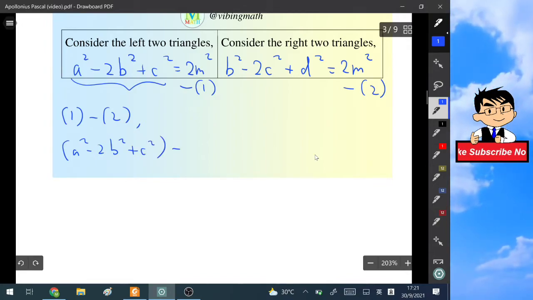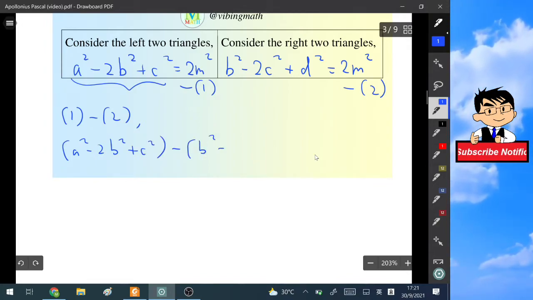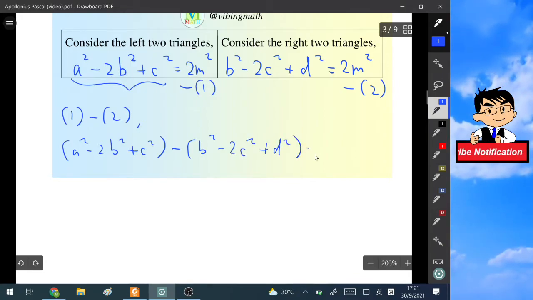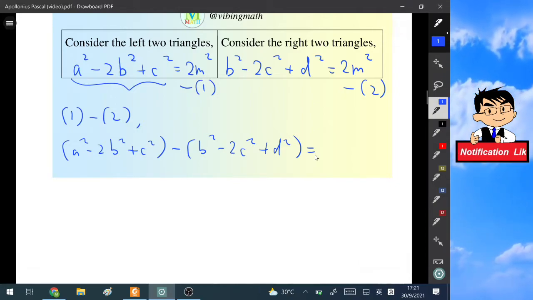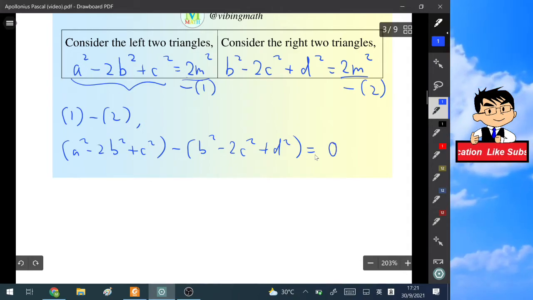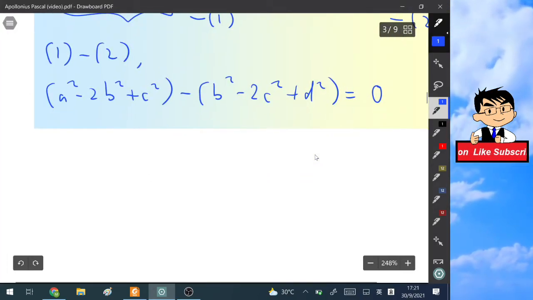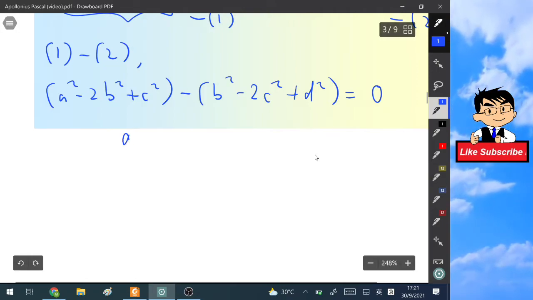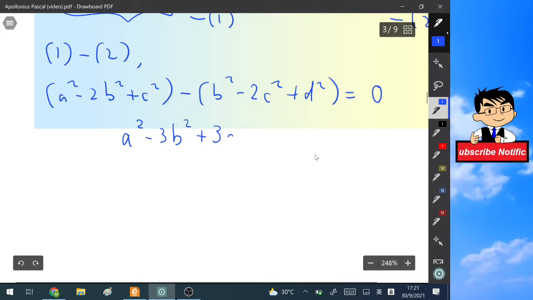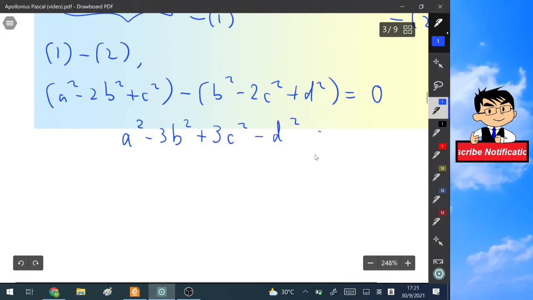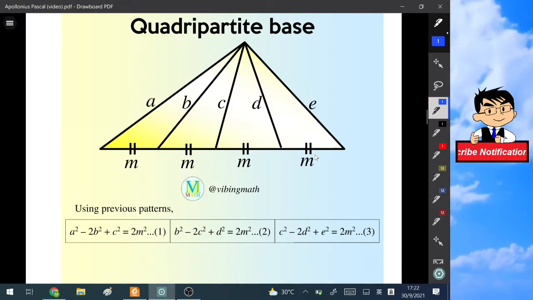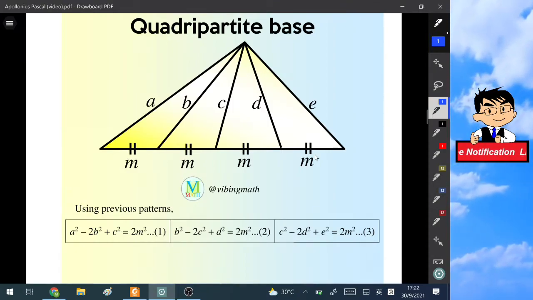We write the first term here, minus bracket b squared minus 2c squared plus d squared equals, and for the right hand side, the two m squared cancel each other and become 0. So if we expand the terms here, we will have a squared minus 3b squared plus 3c squared minus d squared equal 0. So now we go one step further and we are going to divide the base into 4 parts.